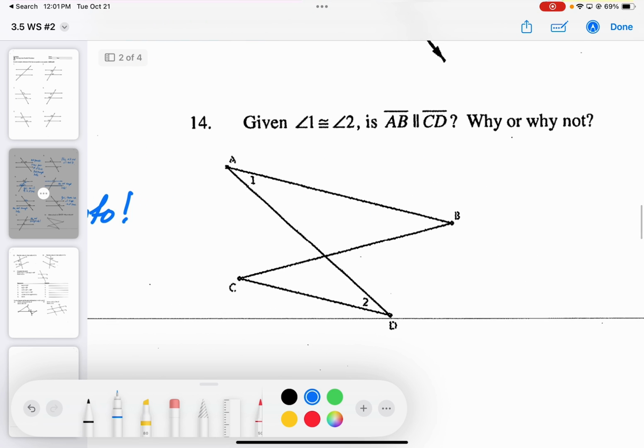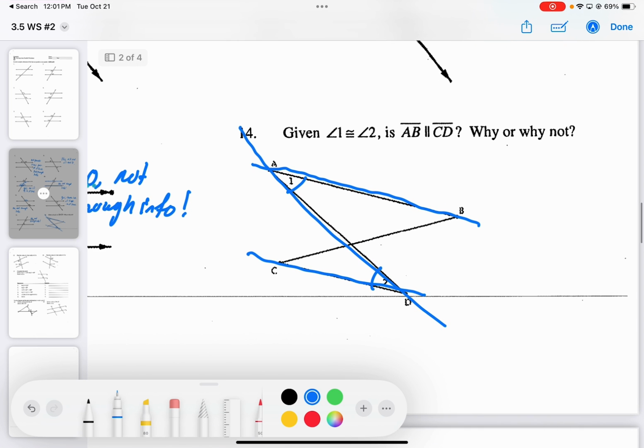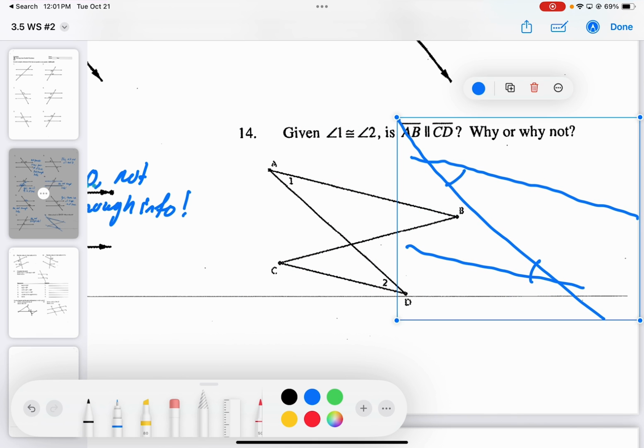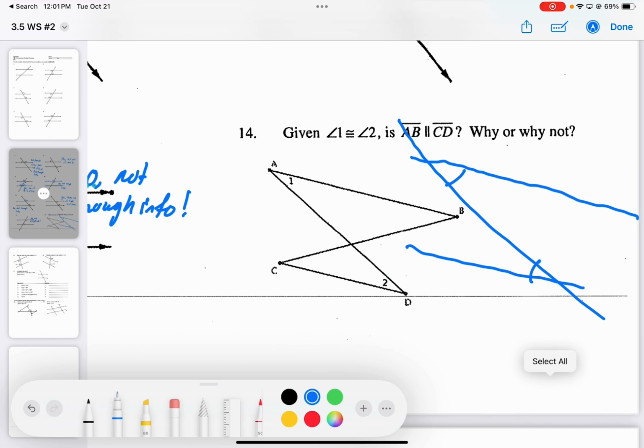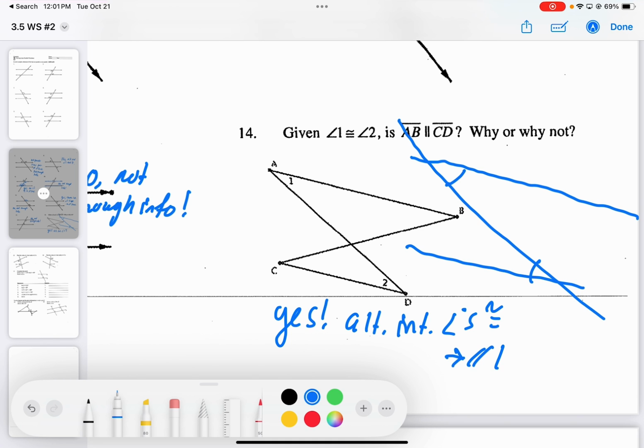All right, 14. If angle 1 is congruent to angle 2, is AB parallel to CD? Transversal that connects them. What do you think? It's a bit noisy in that picture, so I'm going to use the lasso and separate this out. What type of angles did I just make? Yes. So we'd say yes. Alternate interior angles congruent imply parallel lines.